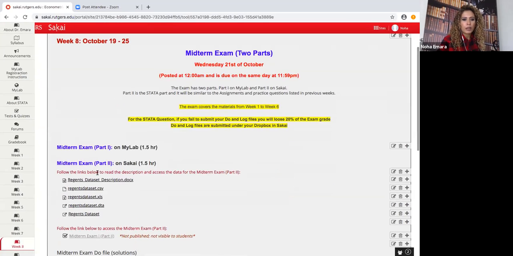The first part, I have written here for you so that you're not confused. First part, you go to my lab and take it for 1 hour and a half. Second part, you come to Sakai and take it for 1 hour and a half. I don't have any preference which one you start first. It's up to you, as long as you take it within the 24 hours of Wednesday, the 21st.